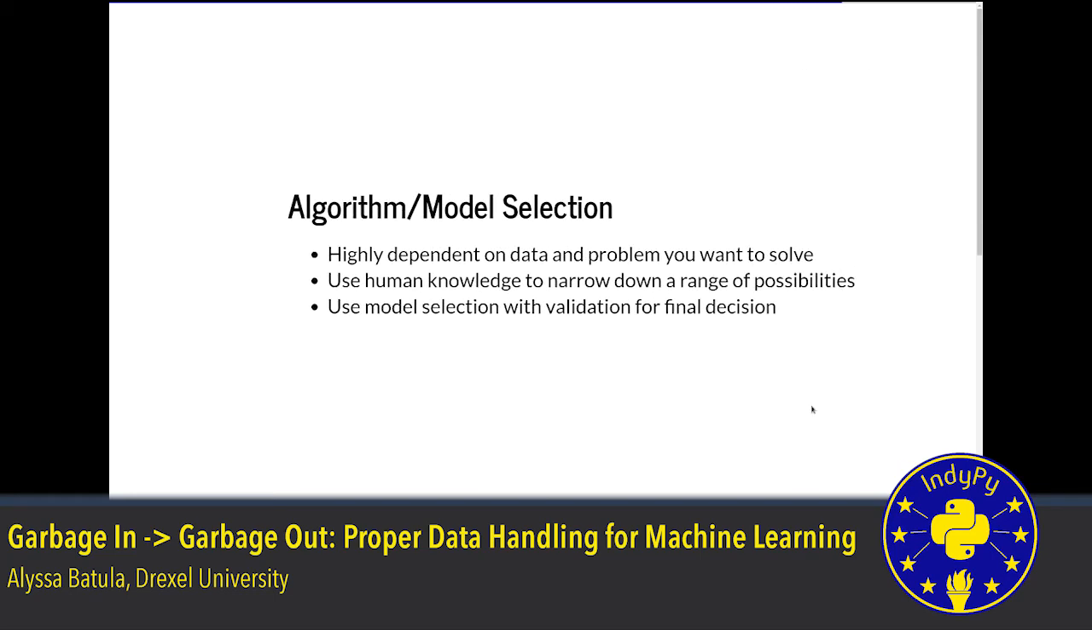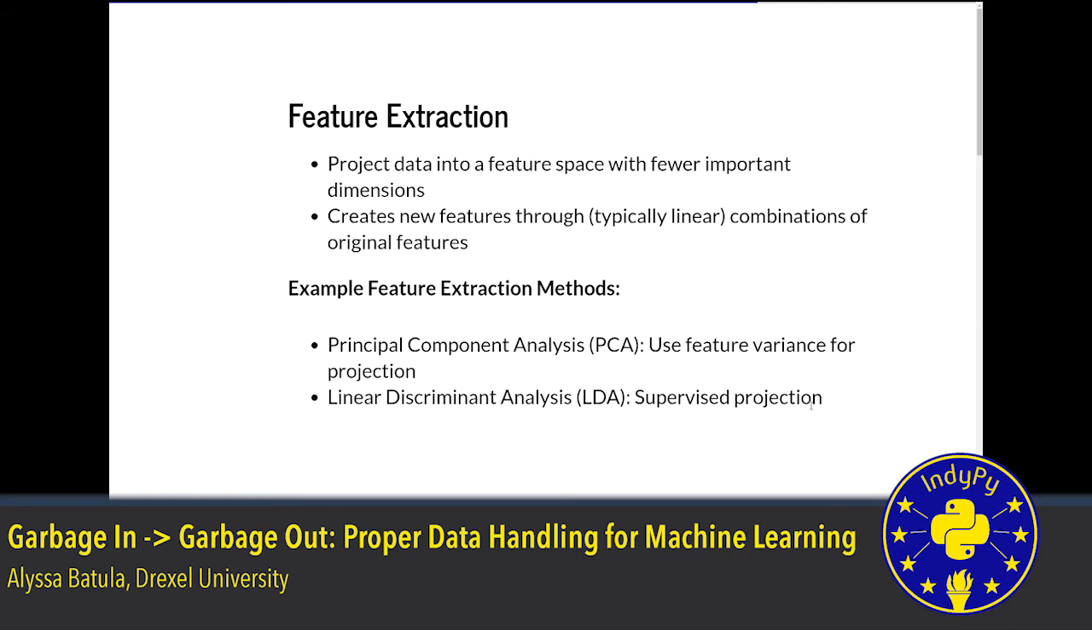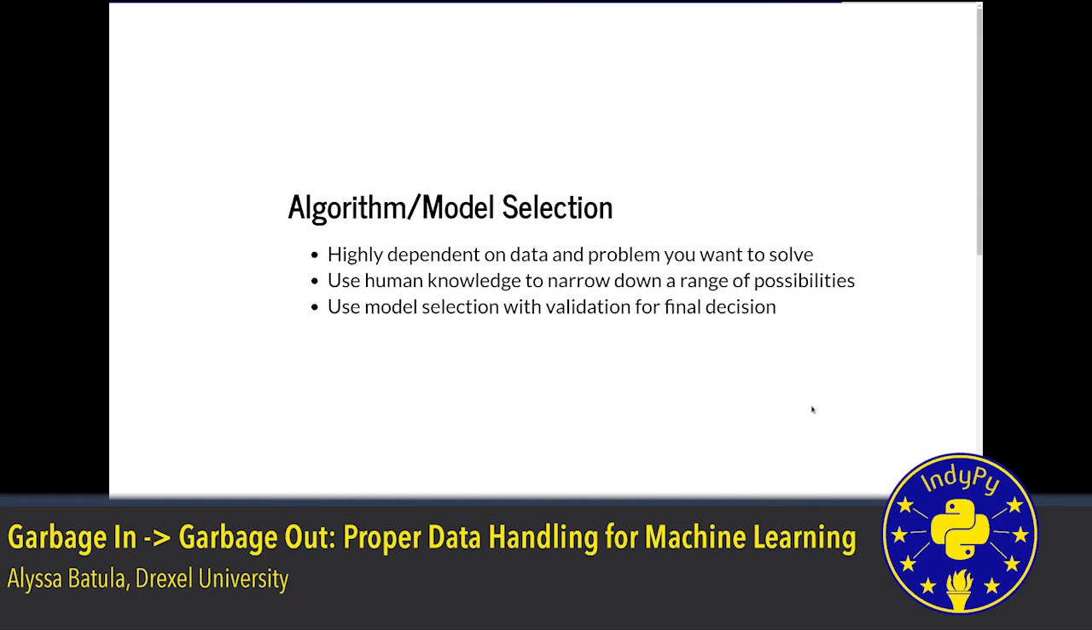All right. So I know there's a lot in this talk, but I promise I'm getting close to done with the fire hose. So finally, you want to get into how you actually pick your algorithm or your model. As I've tried to emphasize throughout, this is going to be highly dependent on your data and the problem that you want to solve. So you want to first use human knowledge to narrow it down to a range of possibilities. There's always going to be some method that makes absolutely no sense to use. And then once you've narrowed it down to a smaller range, use model selection with validation to make a final decision.